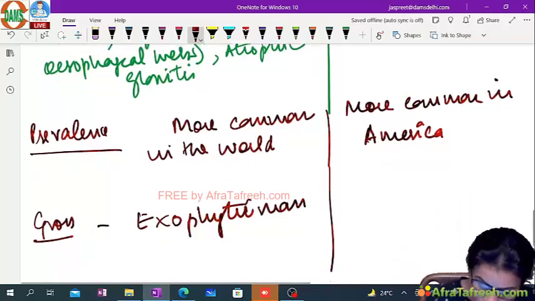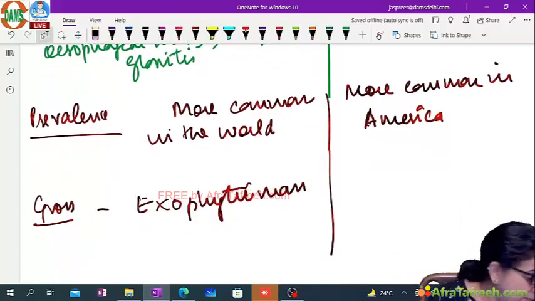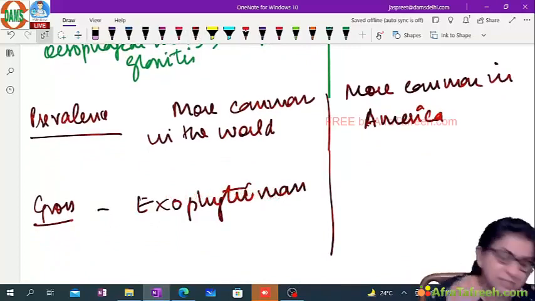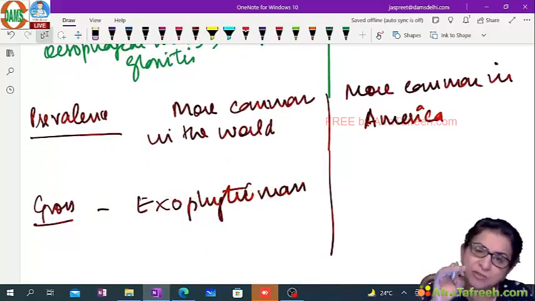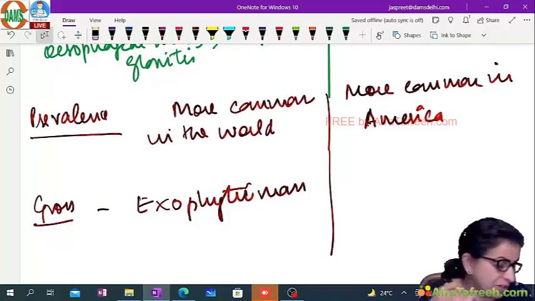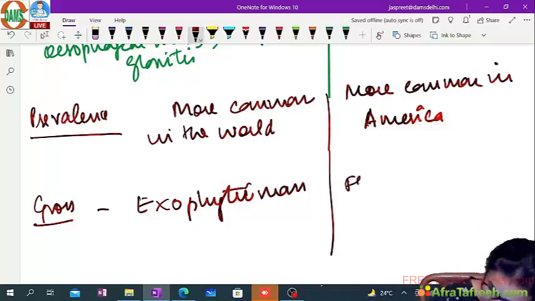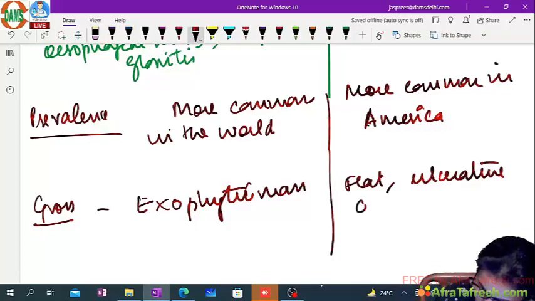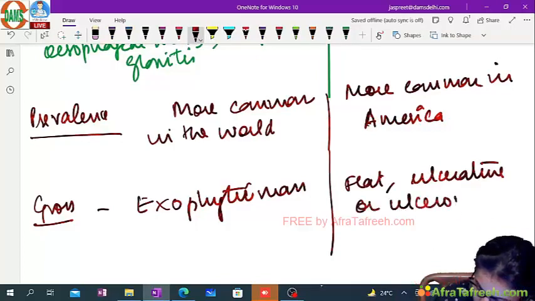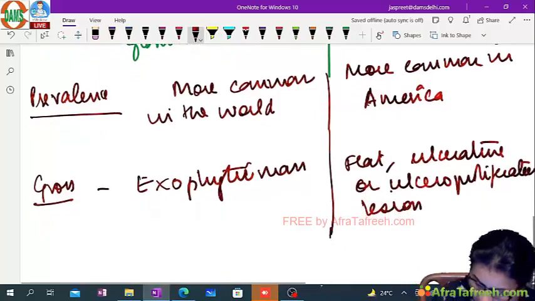Okay, so squamous presents as an exophytic mass, whereas in case of adenocarcinoma, grossly it is usually not an exophytic mass. Either it's a flat lesion, or an ulcer, or an ulcero-proliferative lesion.